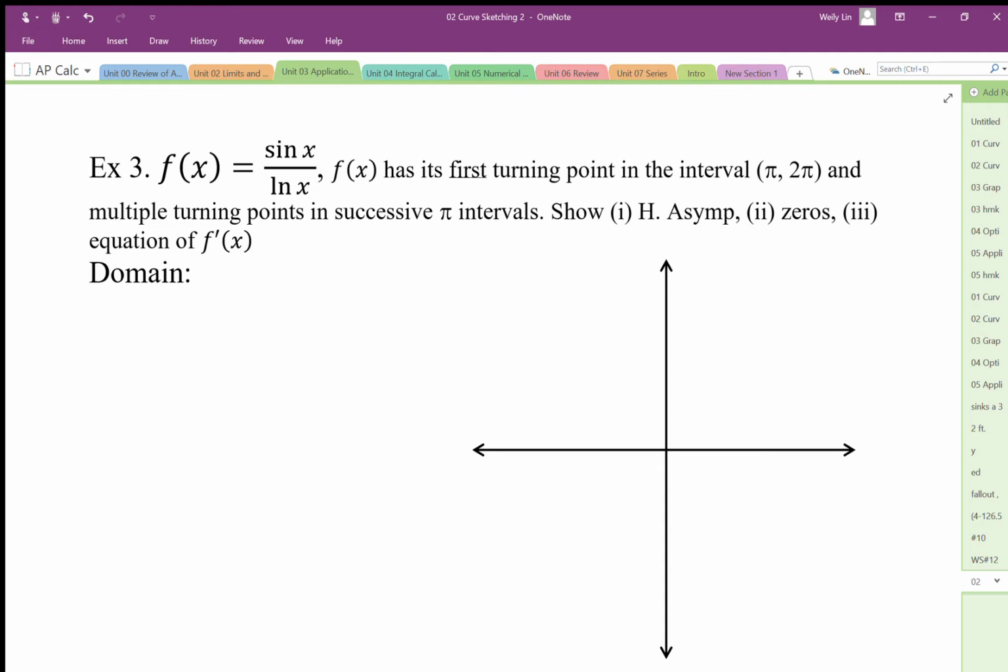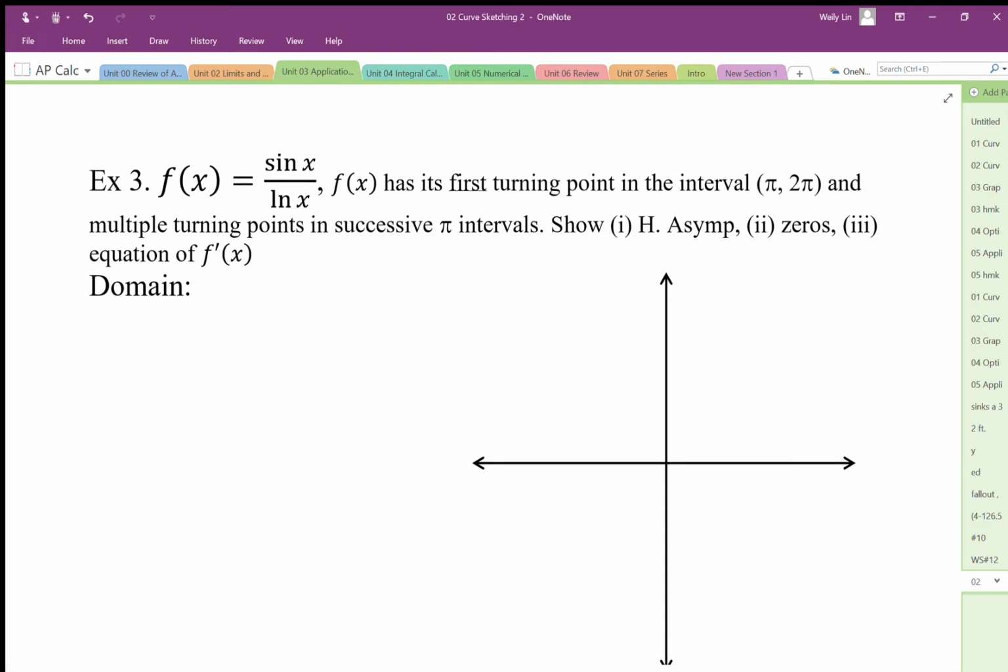Okay, so let's look at this graph here. It says it has its first turning point in the interval from pi to 2 pi, and multiple turning points because of the sine function. Okay, it's just going to go up and down. And the interval is going to be pi because of the periodic nature of sine x and its zeros. So we want to show the horizontal asymptote, zeros and the f prime.